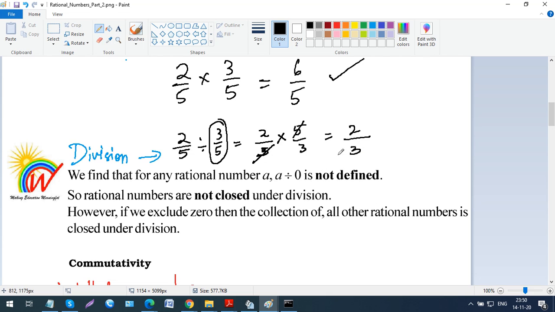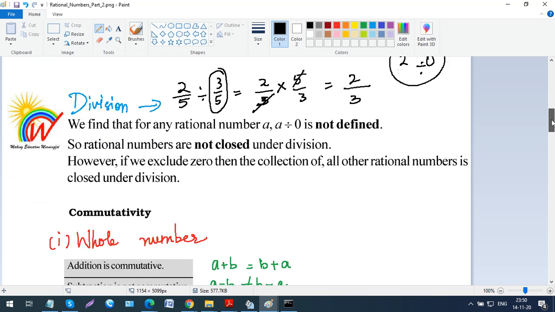But what if I take 2 by 3 and divide it by 0? I told you that nothing can be divided by 0. If I have a 0 in the denominator, let's say I take simply 2 divided by 0, that's going to turn out to be undefined. So this doesn't exist. So except for 0, all the other numbers satisfy the closure property under division.